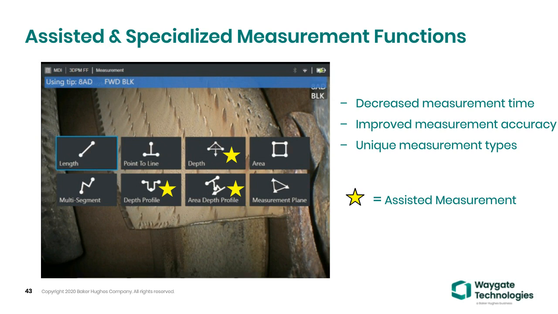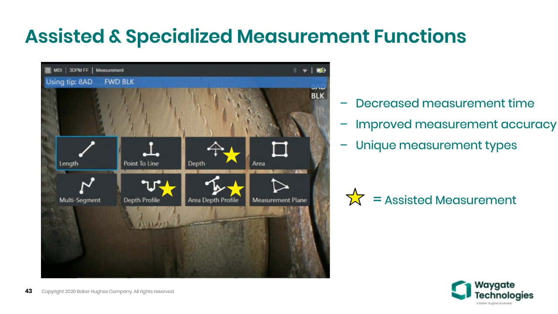For a depth profile measurement, when you place 2 cursors on a plane surface, the MVIQ will automatically find the highest or lowest point along a path between those 2 cursors. An extension to the depth profile measurement is the area depth profile, where the MVIQ will automatically find the highest or lowest point above or below a defined area on a plane surface.